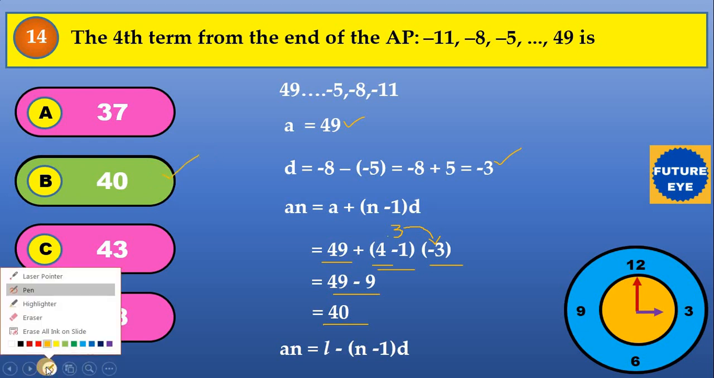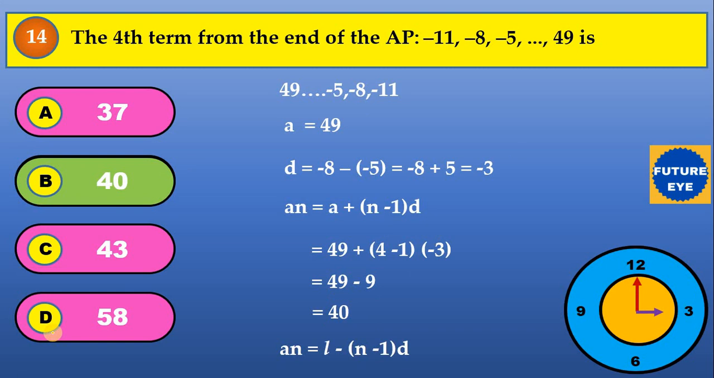Children, but I never suggest this method. The best method, when they are asking to find a term from the last, from the end, is that you also have a formula, that is AN is equal to L minus N minus 1 into D. You try using this formula, children. Definitely you will get the answer in this also, and this is the best method.